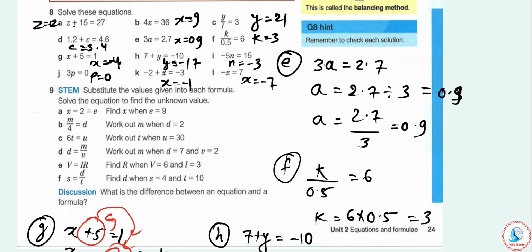Okay, now question number 9. Substitute the values into each formula. Solve the equation to find the unknown value. So we have to find the value of x, and the value of E is given. Let's do it. I'm going to solve this with blue pen so you guys can identify. So x minus 2 is equals to E. It means x minus 2 is equals to 9, right? We have put the value of E, which is 9.